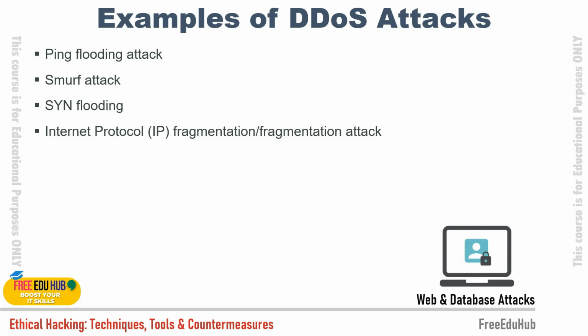Then we have SYN flooding. It is equivalent to sending a letter that requires a return receipt. For example, you are sending a letter to a party and you are waiting for a response. The return address is bogus in this case. So if a return receipt is required and the return address is bogus, the receipt will go nowhere.